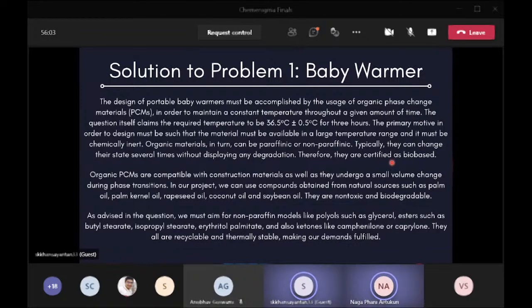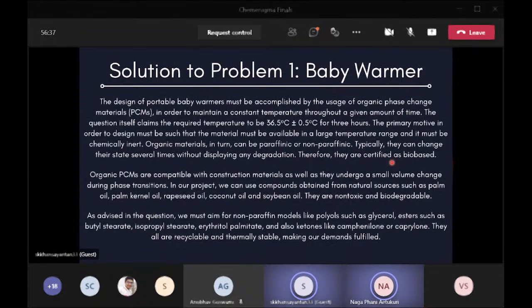Okay, so one other thing is that they have to maintain a temperature for 3 hours, right? Right. How are you going to ensure that that's taken care of? I think that these materials are quite stable. If they are thermally stable, they can maintain the required temperature at the given condition. Because they are thermally stable and possess enough latent heat, they can maintain the temperature throughout this 3 hours time.